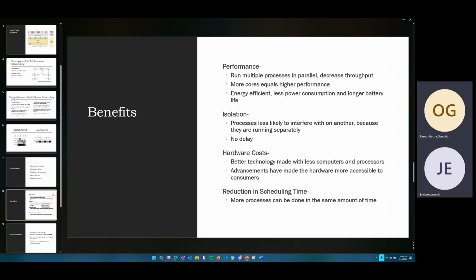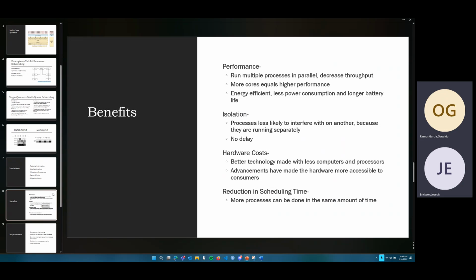There are a lot of benefits that come from multi-core scheduling, including performance, because it's able to run multiple processes in parallel, which increases the throughput. The more cores, the higher the performance. They are very energy efficient. There's less power consumption and longer battery life.